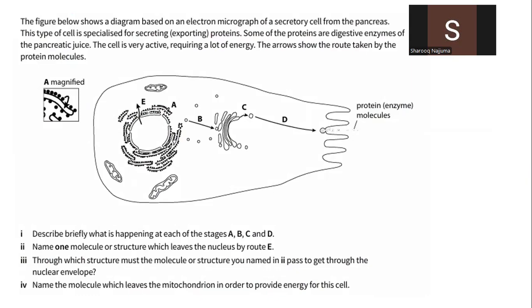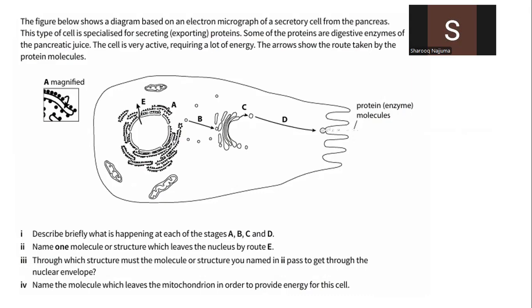So this is an example of a question. We are having a figure showing a diagram based on an electron micrograph of a secretory cell from the pancreas. They're telling us this type of cell is specialized for secreting proteins, meaning releasing proteins outside the cell. Some of the proteins are digestive enzymes of the pancreas, which are found in pancreatic juice. So the cell is very active, requiring a lot of energy.